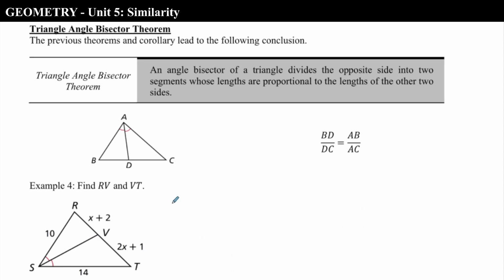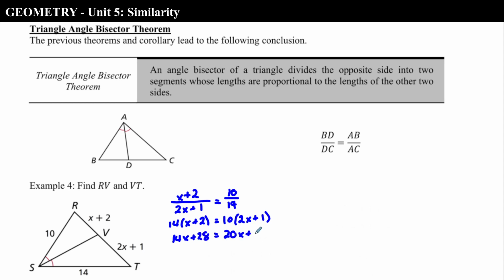Well, first we're going to set up our proportions. We're going to set RV to VT, which is x plus 2 to 2x plus 1, and we're going to set that equal to, well, the side that goes with x plus 2 is 10, and the side that goes with 2x plus 1 is 14. So now we're going to cross multiply and solve. So we have 14 times x plus 2 equals 10 times 2x plus 1. And we distribute on each side: 14x plus 28 is going to equal 20x plus 10.